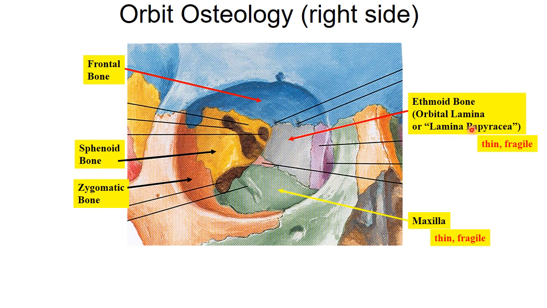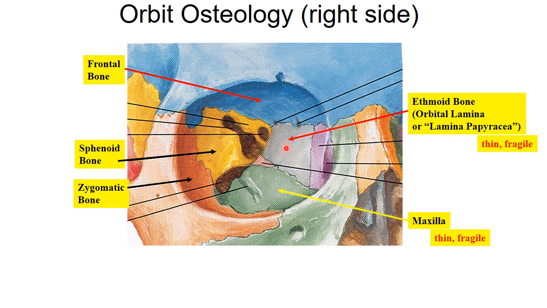The reason it's called papyrus paper in Latin is because it's very thin. In fact, if you look at a real skull, which unfortunately we don't have any real skulls, but if you look at a real skull, this bone is actually translucent. You can actually look through this bone at the next deeper structure, which are things called ethmoid air cells, which are little air pockets. The skull is hollowed out in various places. These are the air sinuses.